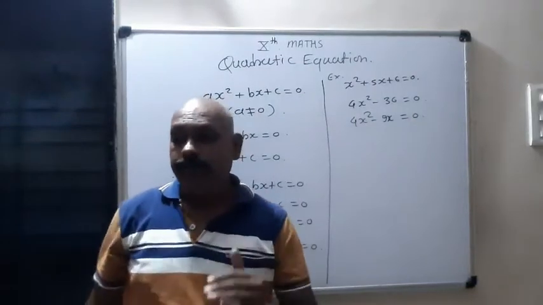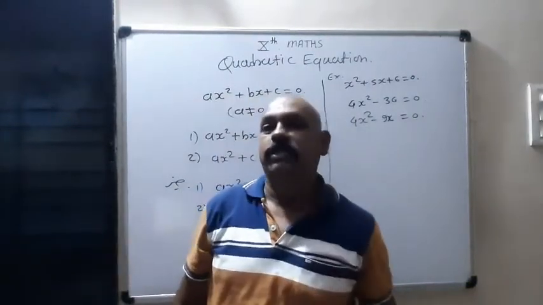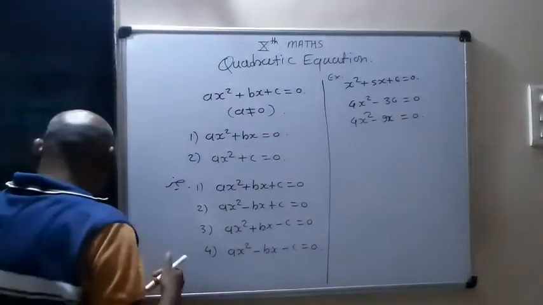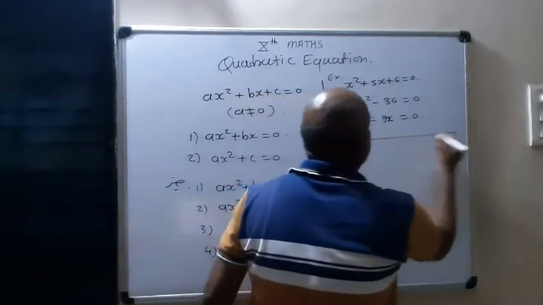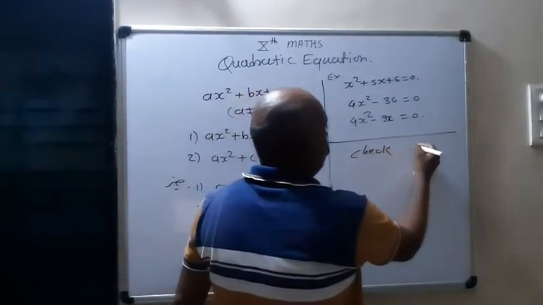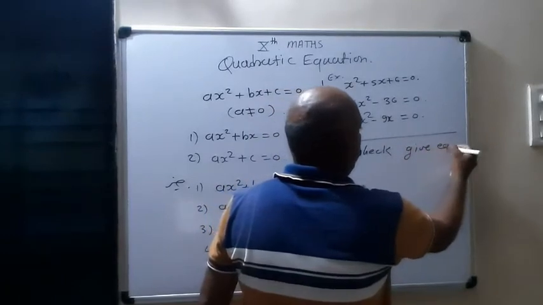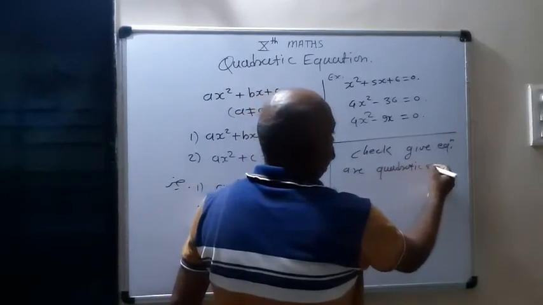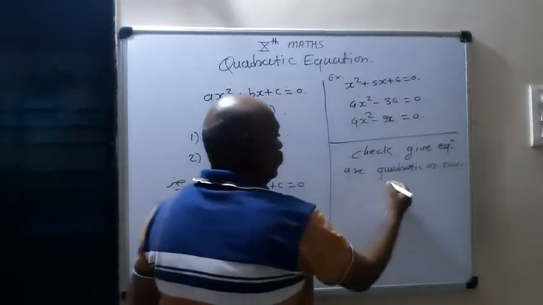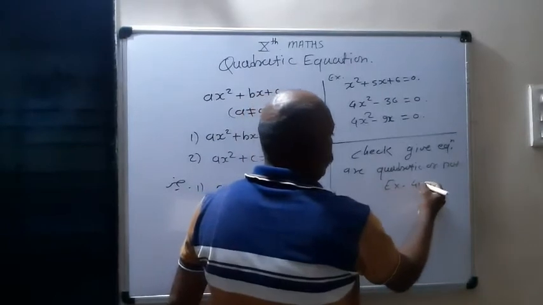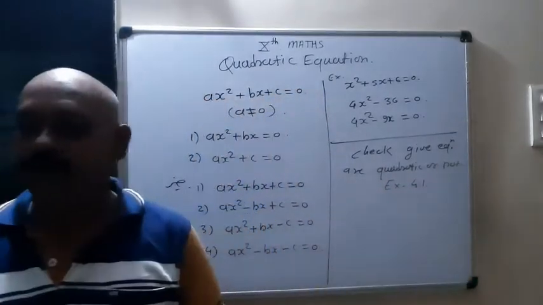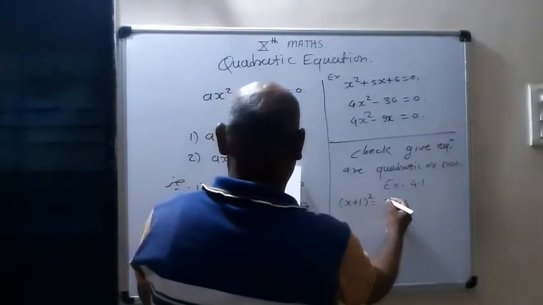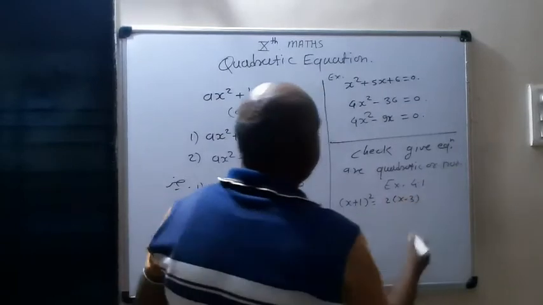First we check whether the given equations are quadratic or not. Here we have taken some examples. Check whether the given equations are quadratic or not. Exercise 4.1. First example: (x plus 1) square is equal to 2 into (x minus 3).